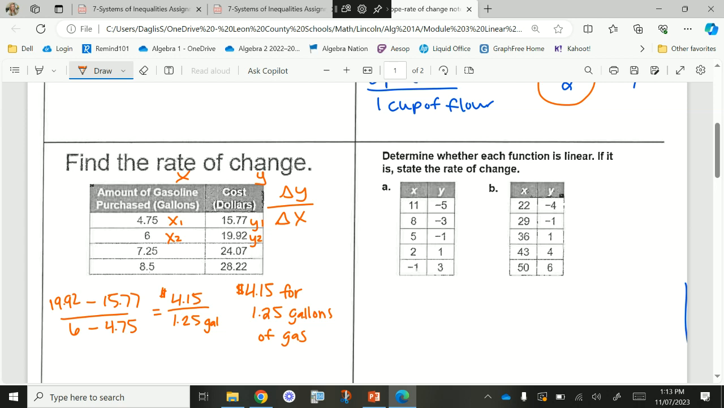Determine whether each function is linear. If it is, state the rate of change. So for something to be a line, it has to have a constant rate of change, meaning our rise and run is the same thing every single time. My y's can't go up 1, then up 2, then up 3. It doesn't work that way. It has to be the exact same change of my y's over the exact same changes in my x.